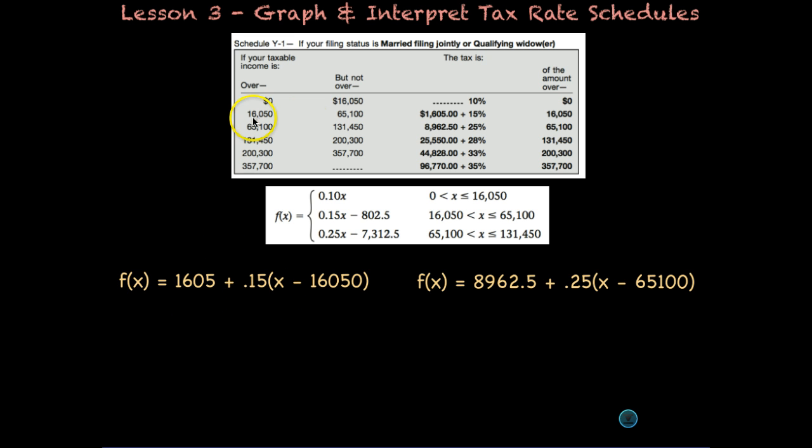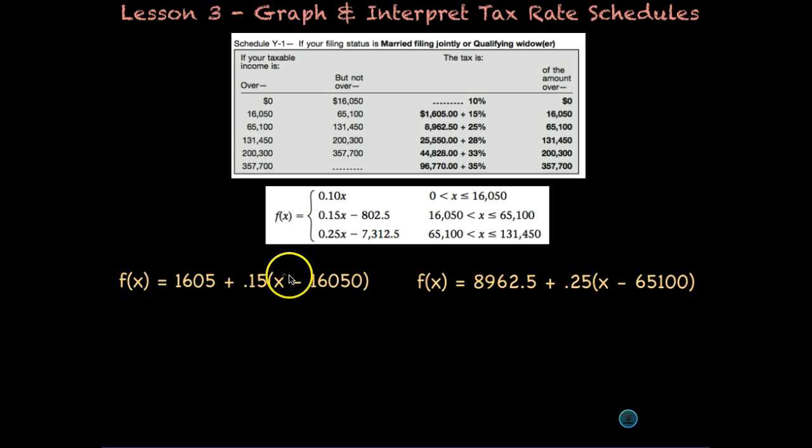So if we take this second interval, we say that we are going to pay $1,605, which is here, plus 15%, which is here, times the amount that's over $16,050. So our income minus $16,050. And this is how we arrived at our piecewise functions before. But now we're going to graph them. So we really want them to be in y equals mx plus b form.